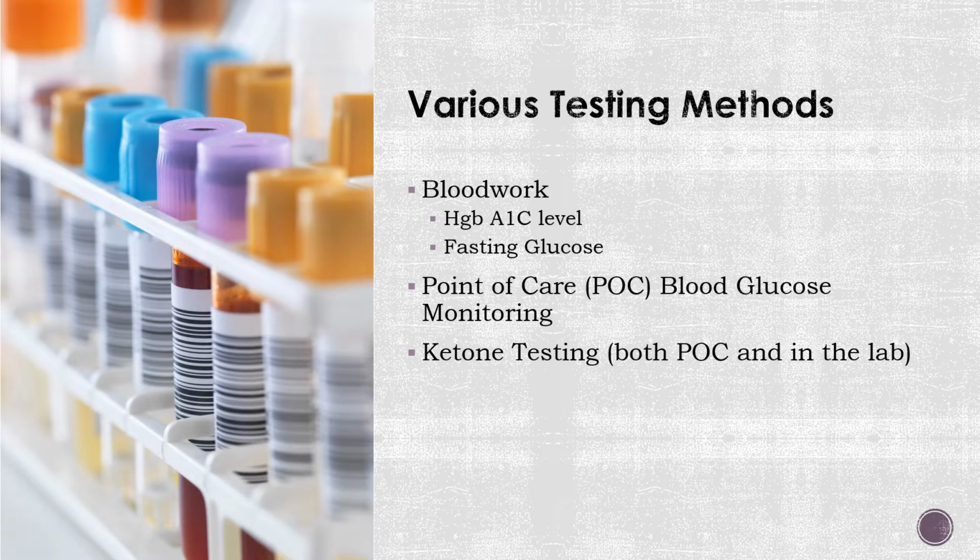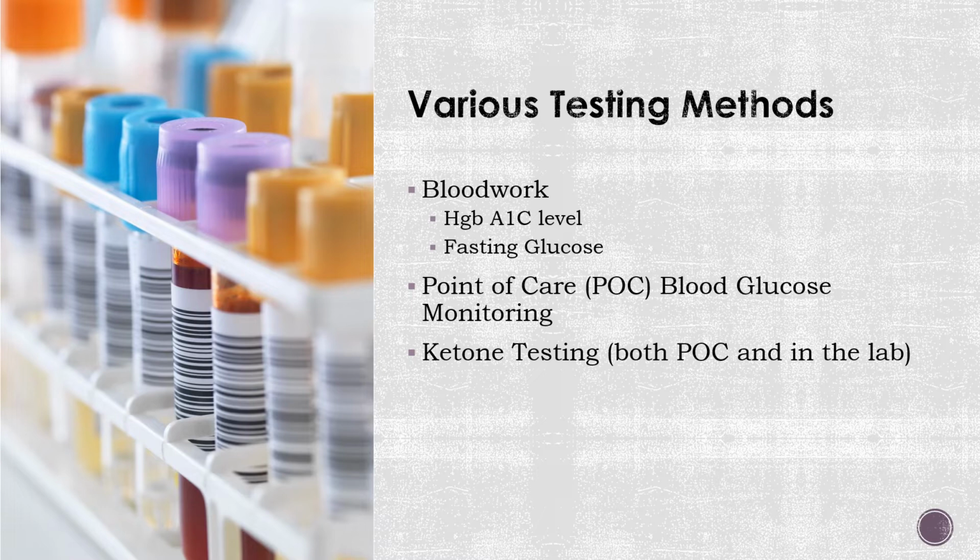Next are the different types of testing methods available. Before starting any diabetic management, it is important to know the patient's blood glucose level, which can be done using different methods. First is blood work and testing hemoglobin A1C levels. It is a standard blood test used to diagnose type 1 and type 2 diabetes and monitor how well blood glucose levels are managed. The hemoglobin A1C test result reflects someone's average blood sugar level for the past 2 to 3 months.